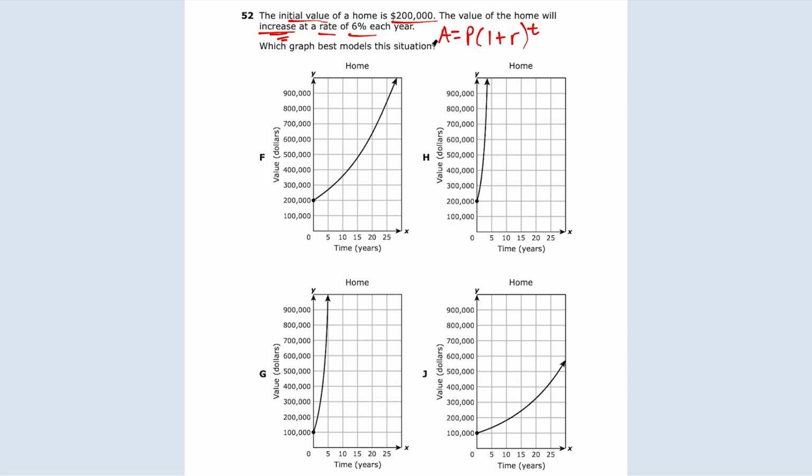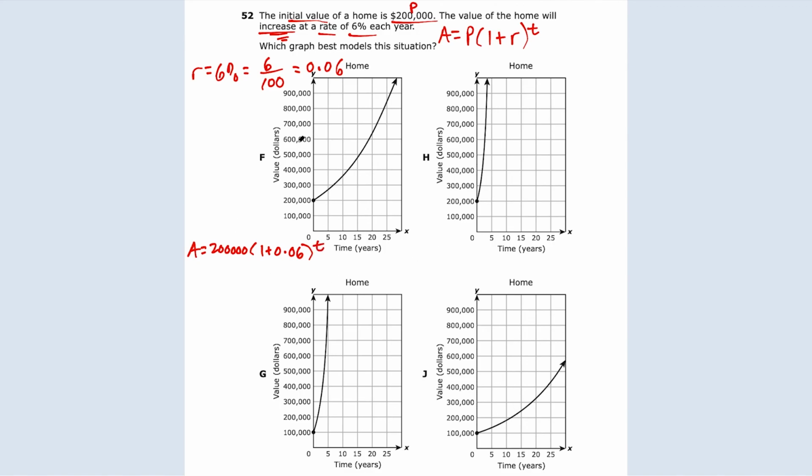So here, the principal value is the initial value of the home, which is 200,000. R is the interest rate. So if R is 6%, as a decimal, that's going to be 0.06, which we could find by turning this percent into the fraction 6 over 100. And then we could write it as a decimal. If you don't know how to do that, just write 6 divided by 100 in your calculator, and it will write 0.06. So now if we plug into the formula, this tells us that we have A equals P is 200,000. So we have 200,000 times 1 plus 0.06 to the power T.